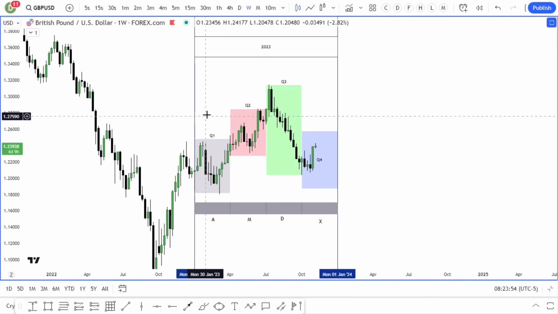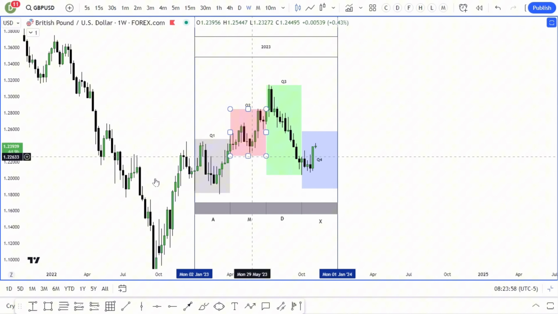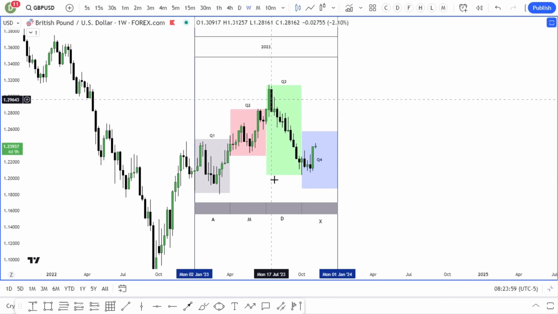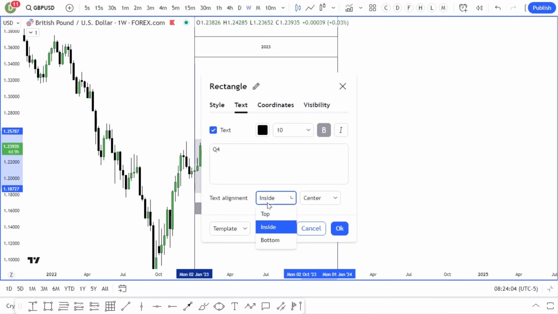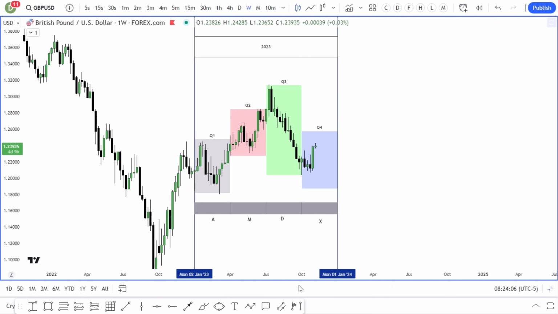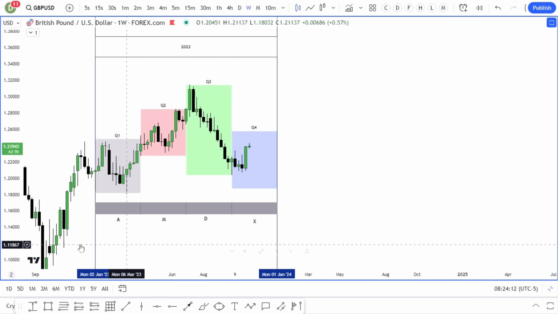Meaning that when we're expecting specific setups to form, we're expecting them to form within this criteria, or this should be in confluence with what we're anticipating within price, if that makes sense, right? So if you pay attention, currently we are within the fourth quarter, which is a continuation or reversal, right?